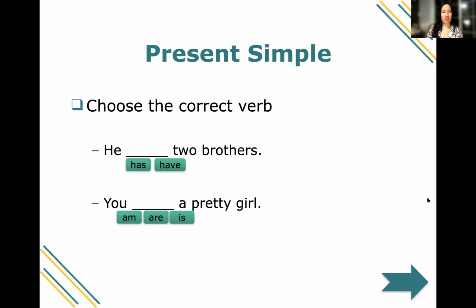Present simple. Choose the correct verb. He has two brothers. He have two brothers. He has two brothers. You am a pretty girl. You are a pretty girl. You is a pretty girl. Which one? You are a pretty girl. What's the contraction here? You're a pretty girl. Bonus question. How do we spell your as the contraction for you are? Put it in the comments.